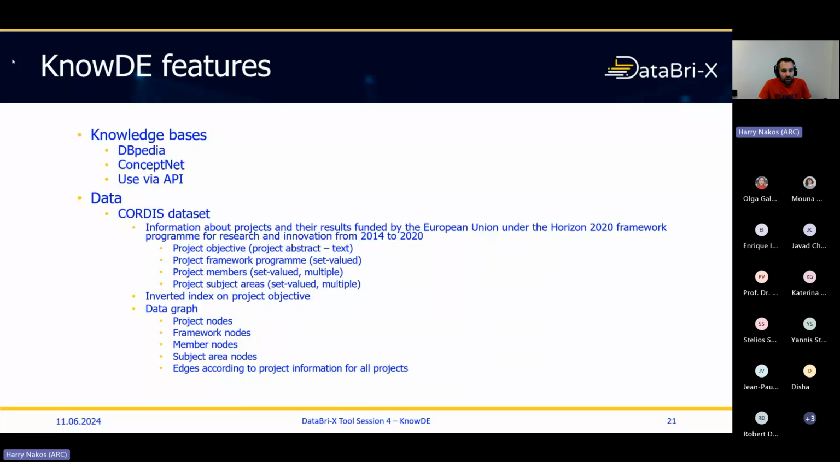Specifically, nodes are used for projects, frameworks, members, and subject areas. And the edges of the data graph come from the project information for all projects, where, for instance, a project will be linked to the framework, to the members, and to the subject areas that the project has. And all projects, all frameworks, all members, and subject areas are linked to the appropriate nodes.